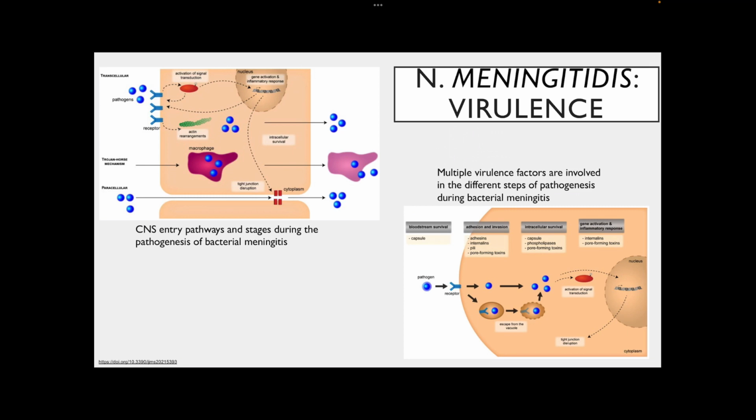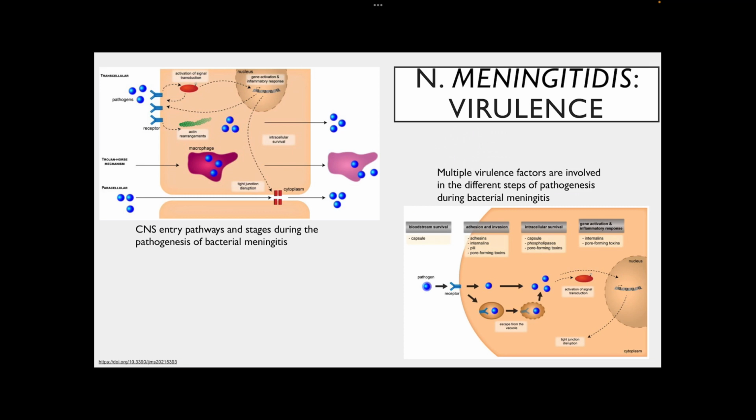There are many virulence factors that help it gain access to our cells. We have our capsule that helps it survive the bloodstream. We have pili that are considered a primary adhesion factor. Other types of proteins are called opacity proteins, and they help facilitate adhesion and invasion via the receptors found on the human epithelial cells and endothelial cells, and they help invade our cellular system.